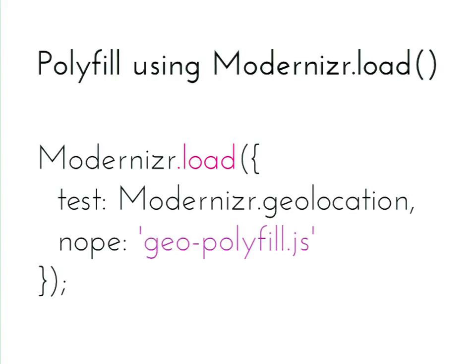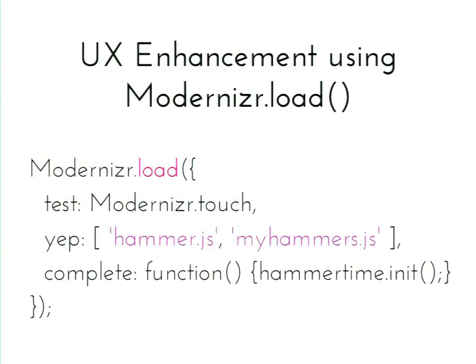And it doesn't just have to be nope. You can also have yep. And yeah, it really is yep and nope. They released that separate from Modernizr. It's just called yepnope.js, and it's awesome. In this case, this is more of a user experience enhancement. So there's a tiny bit of code, basically test to see if Modernizr touch is true, and if so, loads a couple JS files, and then when it's complete, runs a function. So it can load at any point, basically. And the people who don't have touch never have to load those or deal with that sort of thing.